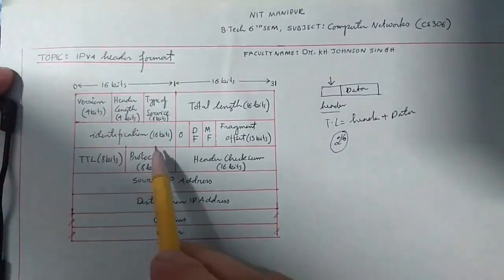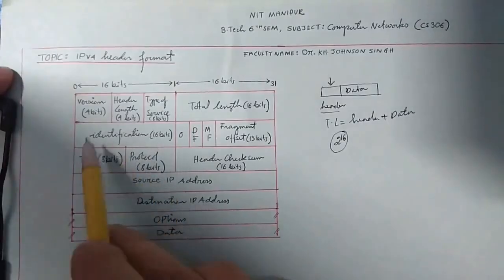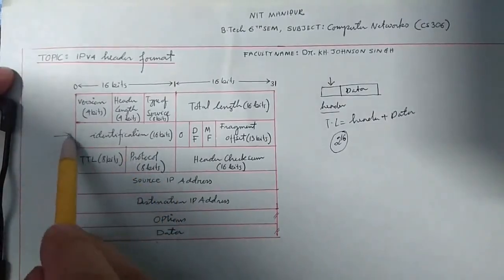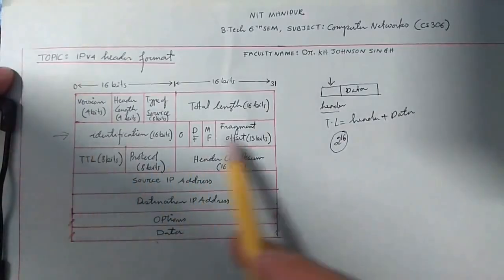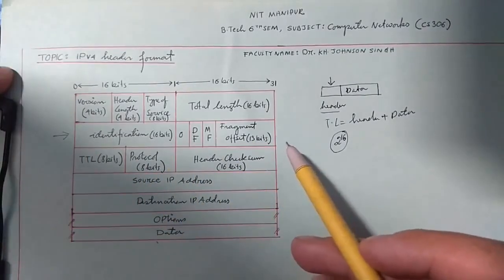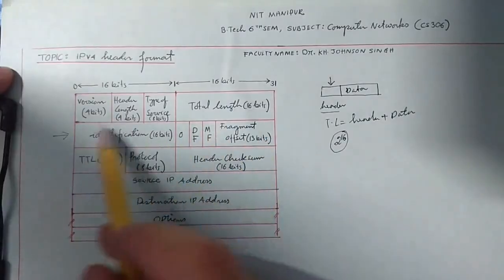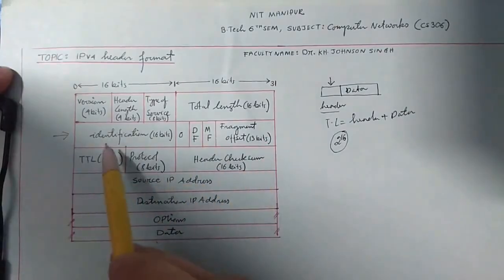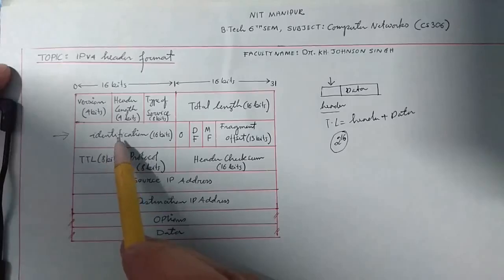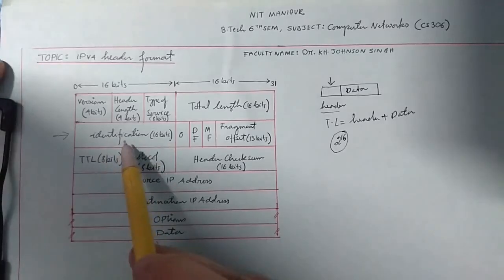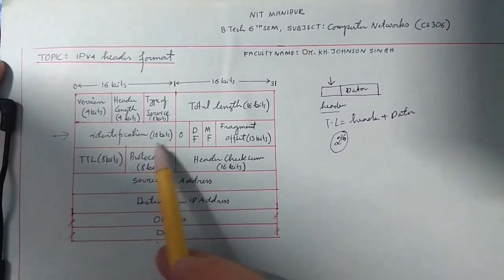The next field is the identification. This is of 16 bits. This particular field will come into the picture only in the fragmentation part, IP fragmentation. So that is what I want to concentrate on in this field for the given GATE problems. When a packet is fragmented into smaller parts, in order to identify that they belong to a particular packet, we give an identification number, and this identification number is of 16 bits.